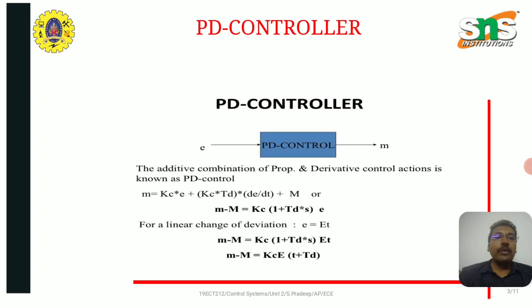M equal to Kc into E plus Kc into Td into dE by dt plus M, or M minus M equal to Kc into (1 plus TdS) into E. For a linear change of deviation E equal to Et, then M minus M equal to Kc E into (T plus Td).